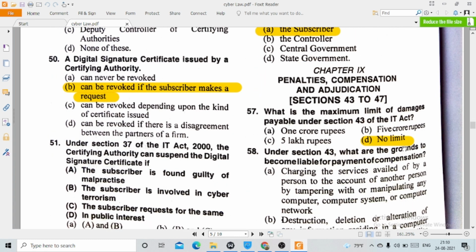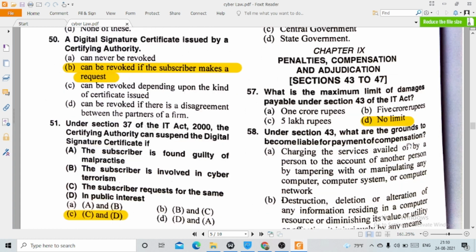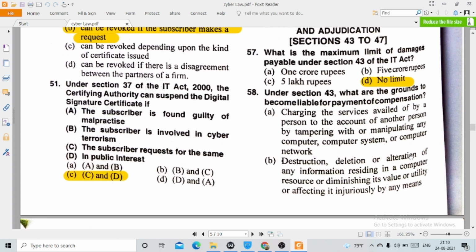Now chapter 9, which deals with penalties, compensation and adjudication, sections 43 to 47. 57. What is the maximum limit of damages payable under section 43 of the Act? This is option number D, no limit. 58. Under section 43, what are the grounds to become liable for payment of compensation?